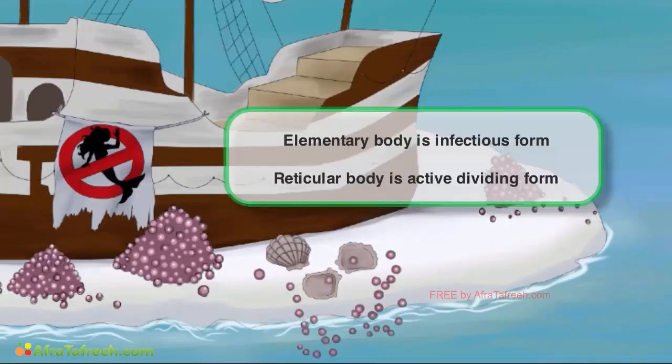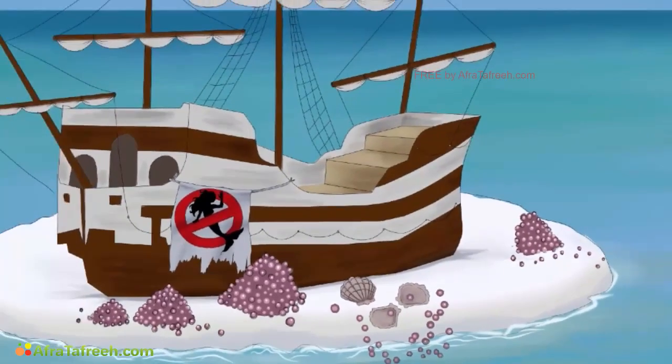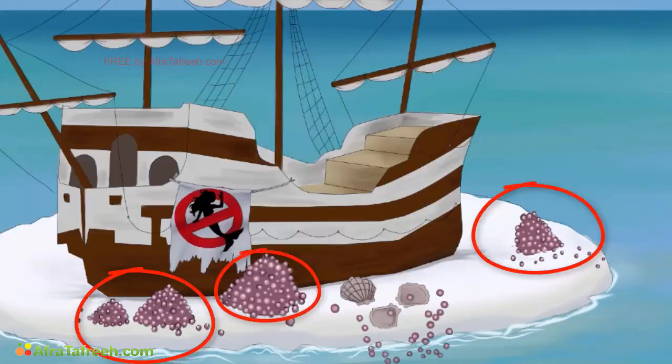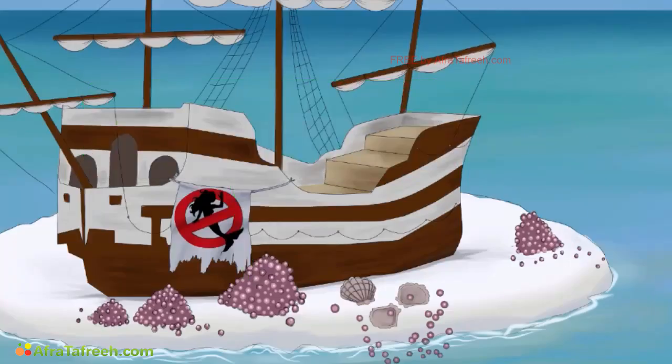In short, the elementary body is the infectious form, and the reticular body is the active dividing form, or elementary enters and reticular replicates. Okay, now that we're done with that, take note of these big piles of pink pearls scattered throughout the island. This is to represent the inclusion bodies that are seen under a microscope in cells infected with chlamydia. Essentially, inclusion bodies are just bunches of reticulate bodies which are dividing in the cell.